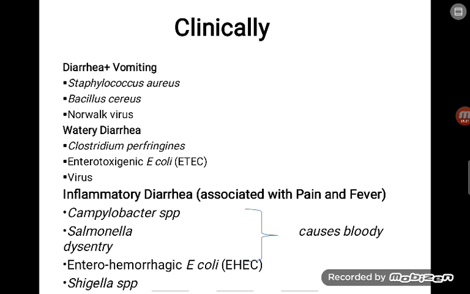Clinically, we have diarrhea plus vomiting. This is mainly caused by Staphylococcus aureus, Bacillus cereus, and the virus Norwalk virus. We have also water diarrhea, usually caused by Clostridium perfringens or Enterotoxin-Mediated E. coli or a virus. Also, we have inflammatory diarrhea, which is associated with pain and fever, usually caused by Campylobacter species, Salmonella, enterohemorrhagic E. coli, and Shigella. The first three usually cause bloody dysentery.